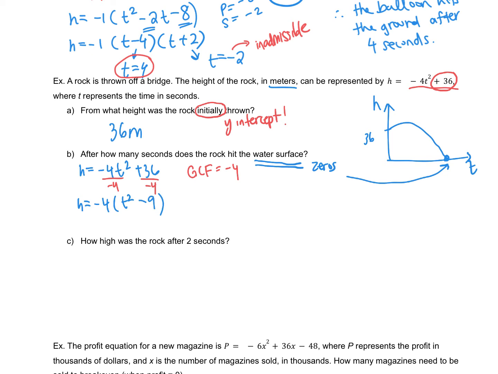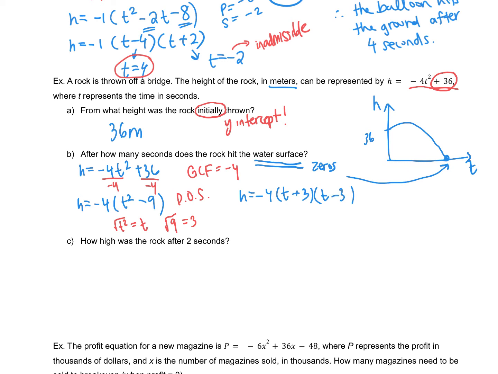We're left with 2 terms. It's subtraction. And both terms are square rootable, which means we have a difference of squares. So remember, with the difference of squares, we square root the first term. So the square root of t squared is t. And then square root the 9 to get 3. So here's my GCF. I set up 2 brackets. The square root of t squared was t. The square root of 9 was 3.